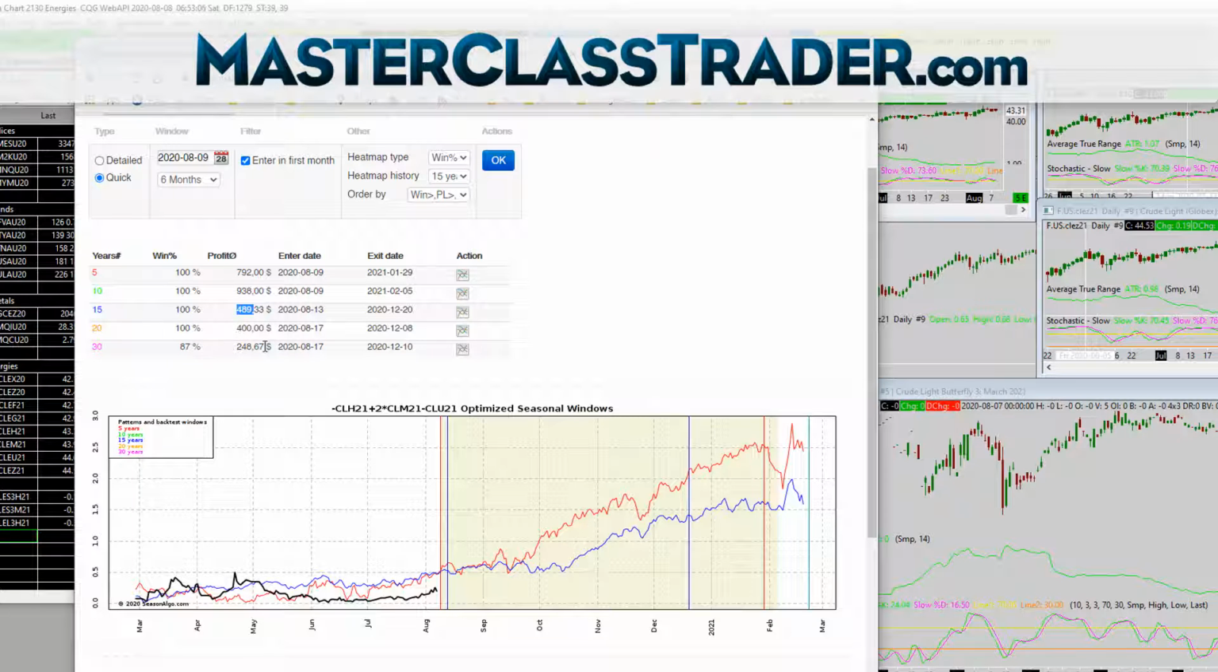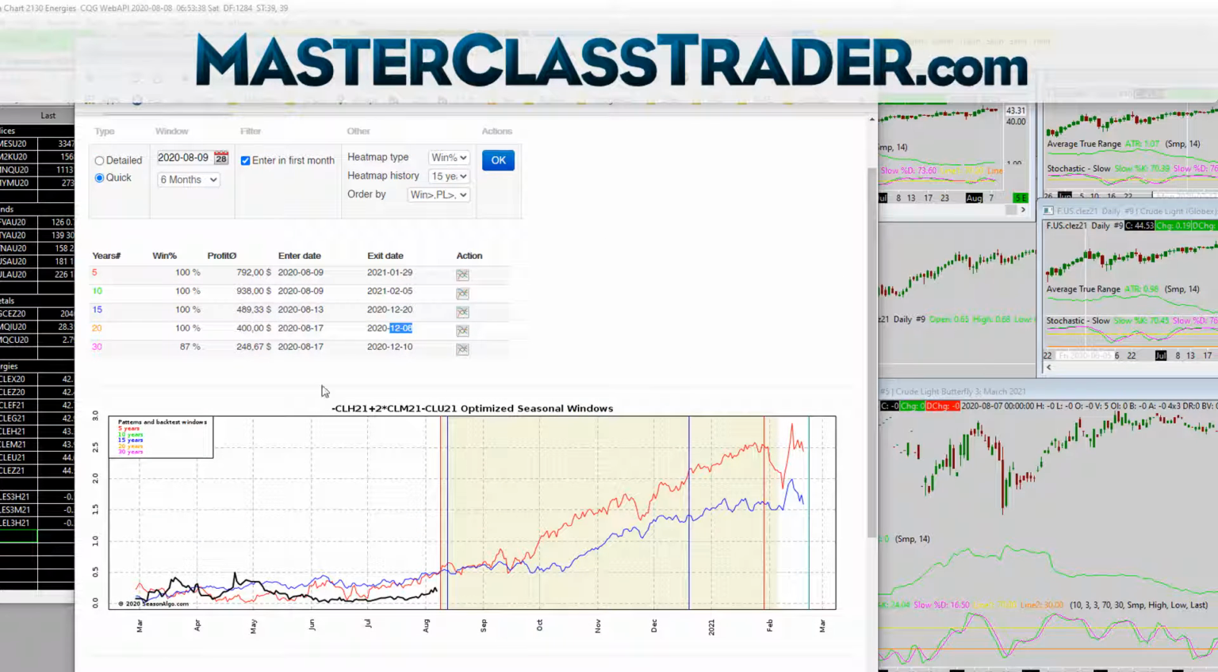Same goes over 20 years. It makes on average $400 per butterfly if you were to enter in mid-August and exit in early December. Interesting stuff, isn't it? In the last 20 years, there hasn't been a losing trade in this butterfly. And that's when we optimize. Yes, it's optimized, but there hasn't been a losing trade. That's crazy.